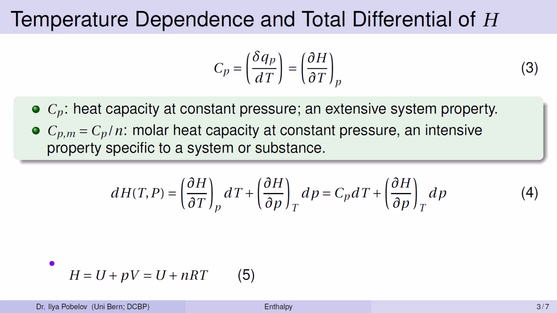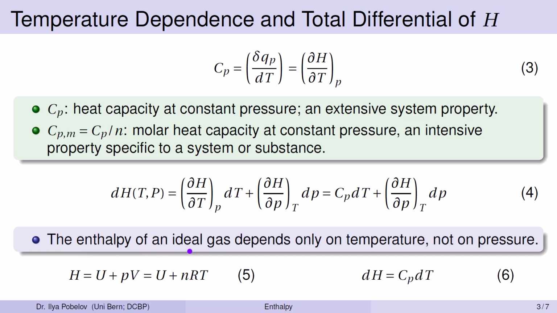In the special case of the ideal gas, enthalpy can be represented as U plus nRT. This means that for an ideal gas, enthalpy depends only on temperature, not on pressure. What is the physical meaning of enthalpy and how does it relate to internal energy? There are some key relationships to consider for processes at constant pressure. Let's look at the following example.